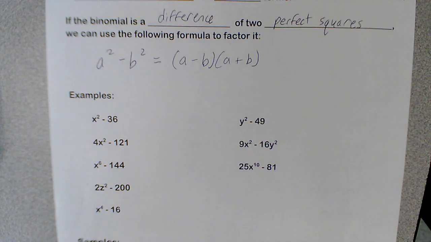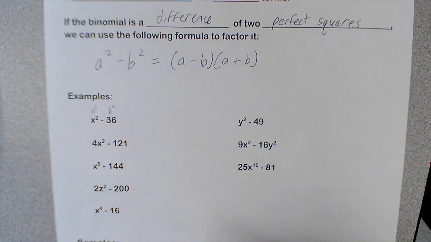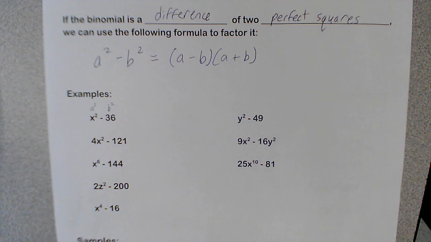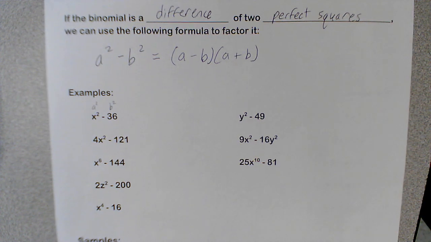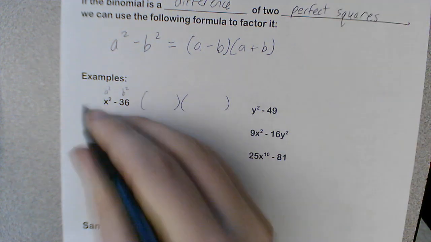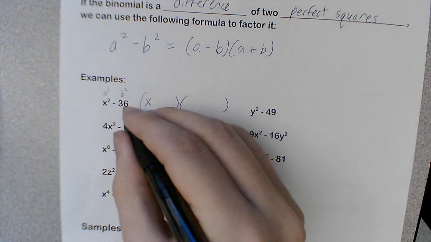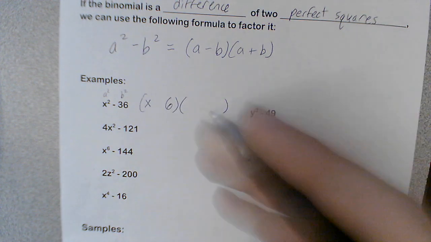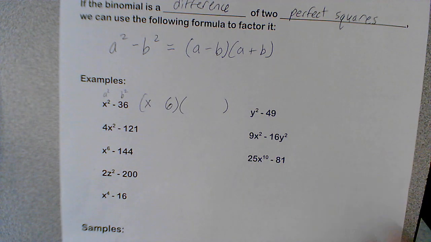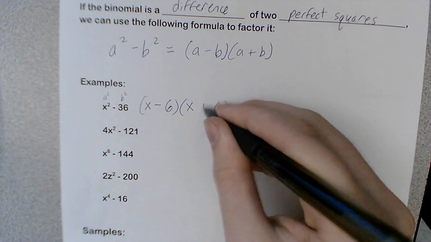So for this first one, x squared minus 36, we have x squared as our a squared, and 36 as our b squared. X squared and 36 are not a and b, they are a squared and b squared. So in order to find a and b, we need to take the square roots of x squared and 36. The square root of x squared is x, because x times itself is x squared. And the square root of 36 is 6, because 6 squared is 36. So our first factor is going to be x minus 6, and our second factor is going to be x plus 6.